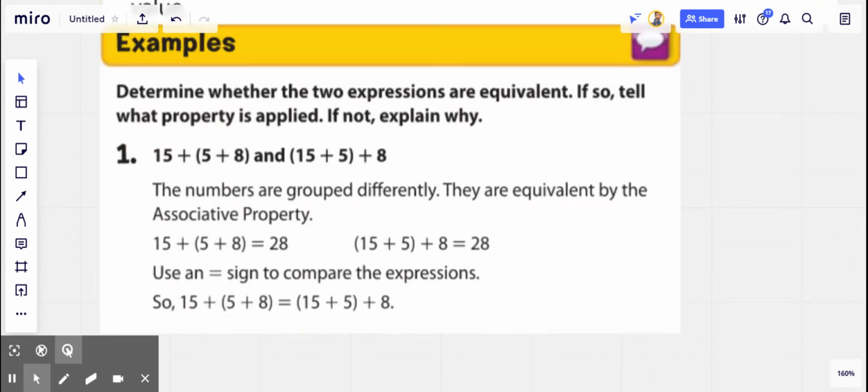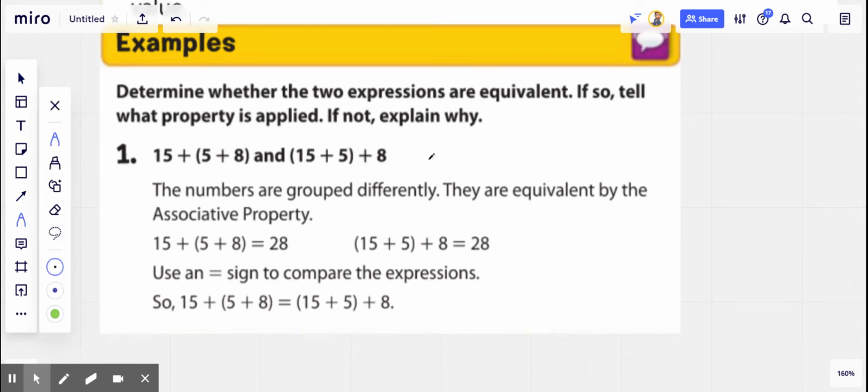This one says determine whether the two expressions are equivalent. If so, tell what property is applied. If not, explain why. Okay, so number 1 says 15 plus, and then we have 5 plus 8 in parentheses, and then 15 plus 5 in parentheses plus 8. All right, so to set that up, what that would look like would be like this. Just like we had the other problems before, instead of the and sign, we'd have an equals. Are those two equivalent? Those two equal?